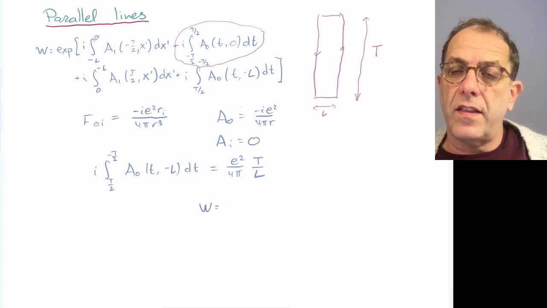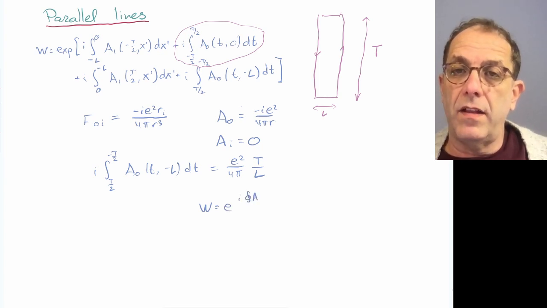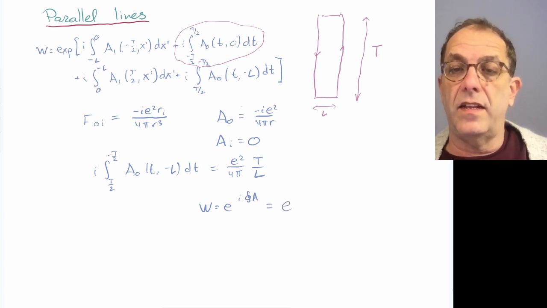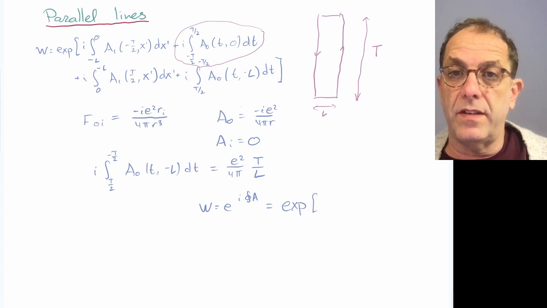So we find that the Wilson loop is the exponent of t over L, where t is the infinite time and L is the finite distance between the two lines. We will get back to this later.